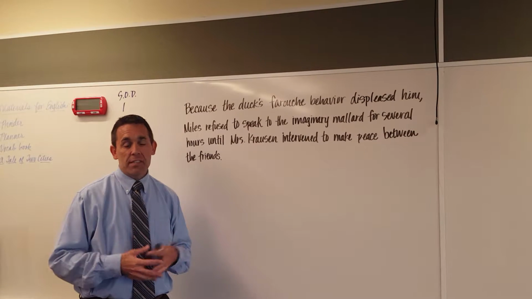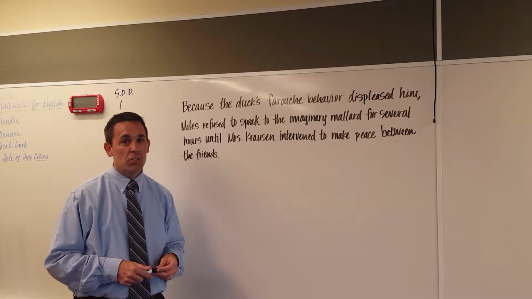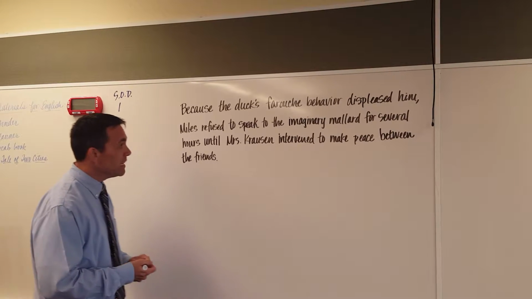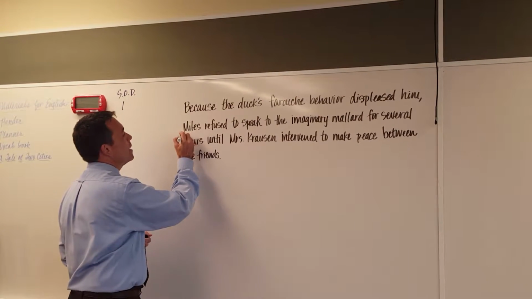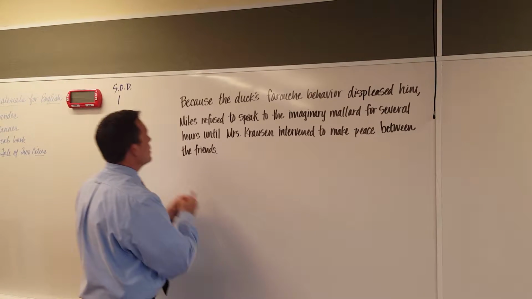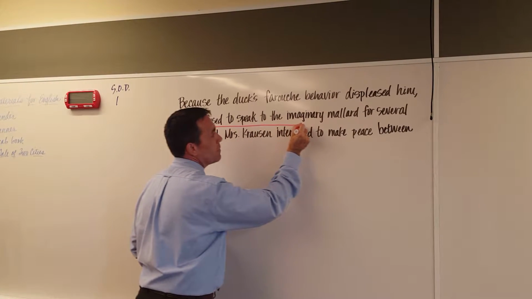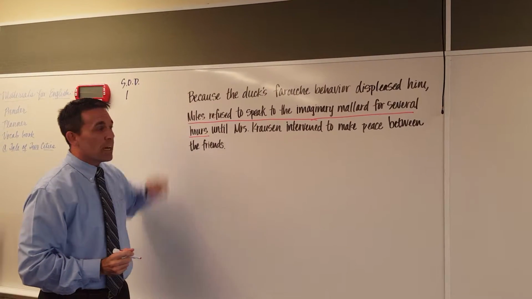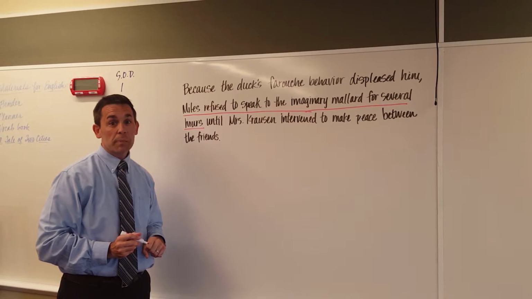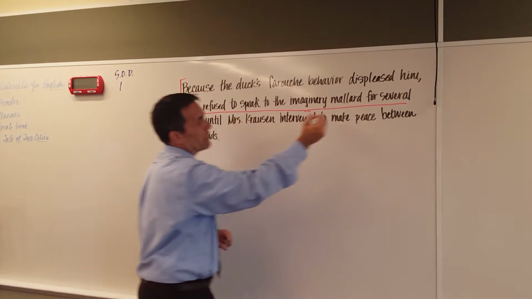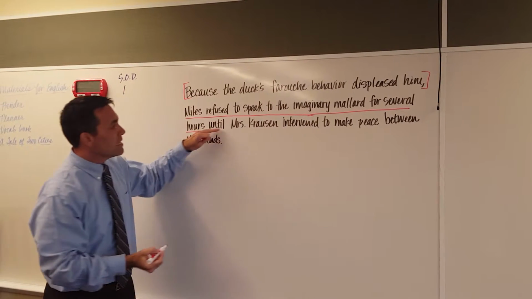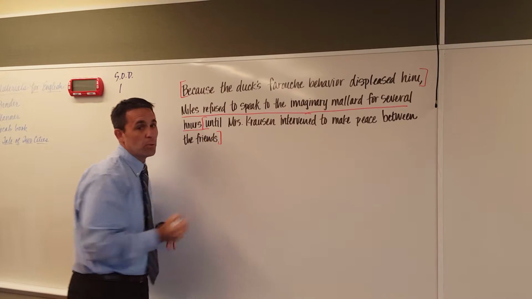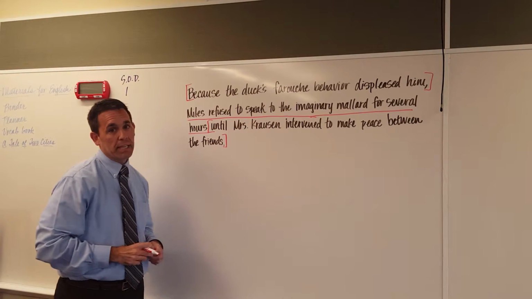When you first encounter a sentence that you want to diagram, the very first thing that you should do is to isolate your independent clause, the clause that can stand by itself. In this particular case, that clause is, I'm going to use a different color here, Miles refused to speak to the imaginary mallard for several hours. What you have here, because the duck's farouche behavior displeased him, is a dependent clause, and here, until Mrs. Crowson intervened to make peace between the friends, is also a dependent clause. So we will deal with them after we deal with the main clause.